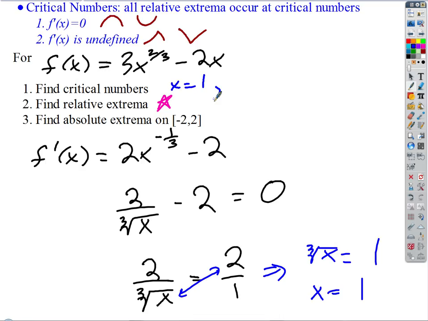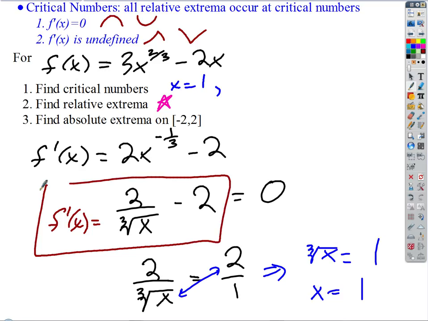Okay, where it's undefined, okay? Now, if we go back up here, this part right here is really just f prime of x, right there, isn't it? We don't need to set it equal to 0 for this second task, but we need to take a look at that function and analyze it.